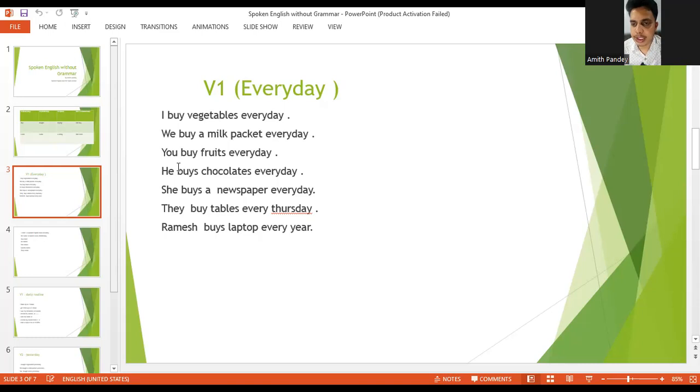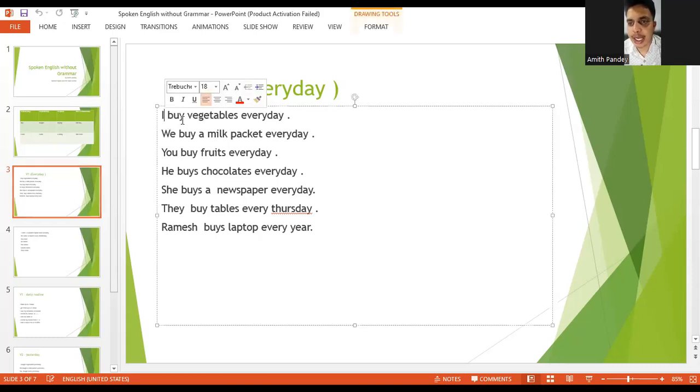Okay. So these are only the 7 things that we use as a subject. I mean, we start the sentence with only these 7 things. Okay. So let's start the sentence. So what I have written, I. So I buy, and then after whatever I buy, I can write here. I buy vegetables, and when I buy, every day. Because by default, V1 tells about every day. So I buy vegetables every day.